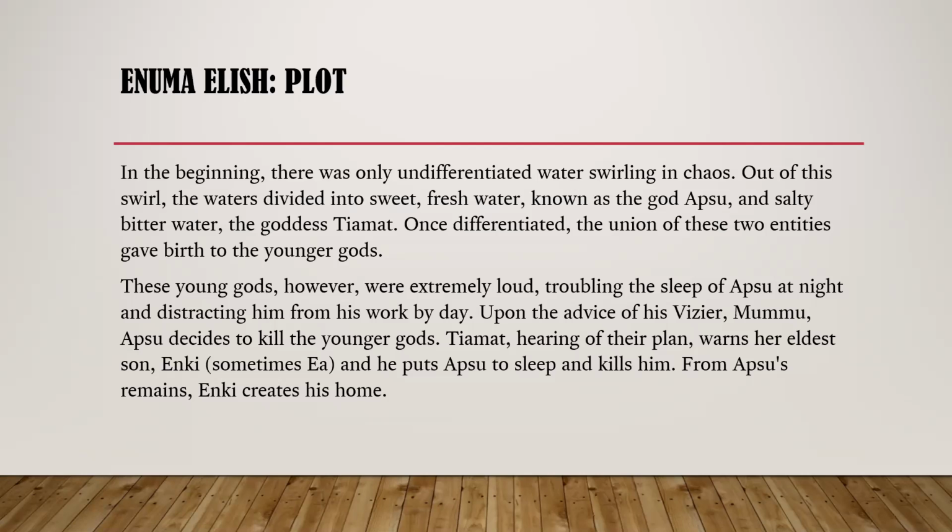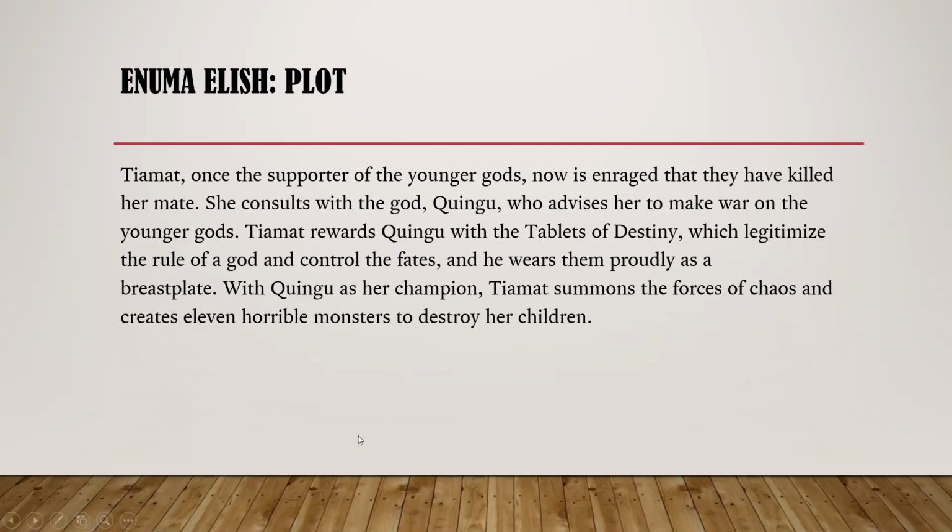So that is why Tiamat let it slip to her son Enki. And he puts Apsu to sleep and kills him. And from his remains, he made his home. Tiamat, once the support of the younger gods, is now enraged that they have killed her mate. She consults with the god Kingu, who advises her to make war on the young gods. And Tiamat rewards Kingu with the tablets of destiny.